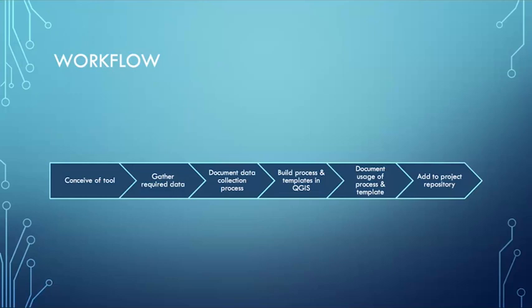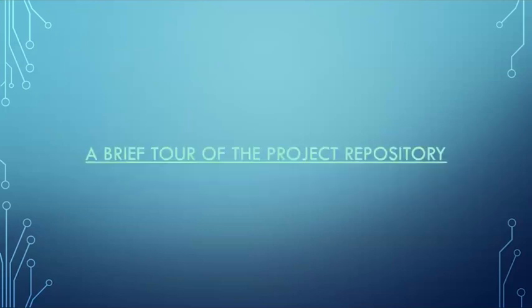And then I built processes and templates in a product called QGIS. We'll get into that in a moment. I used it to process that data and turn it into mapping products. And then again, the very important documentation of how you use those if you're not a GIS professional, so that people could actually get use out of the product. And then I put that into the project repository, and I did that 3 times to create 3 different example tools that could be used as a roadmap for how to make this happen.